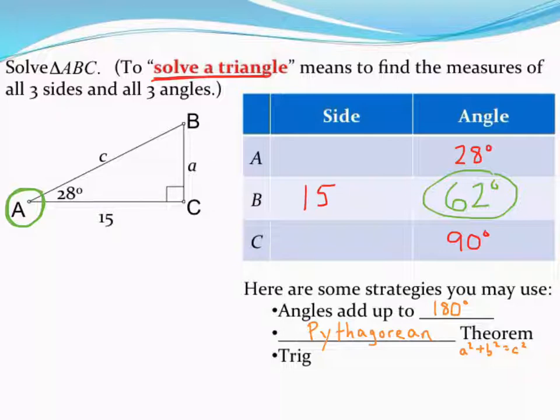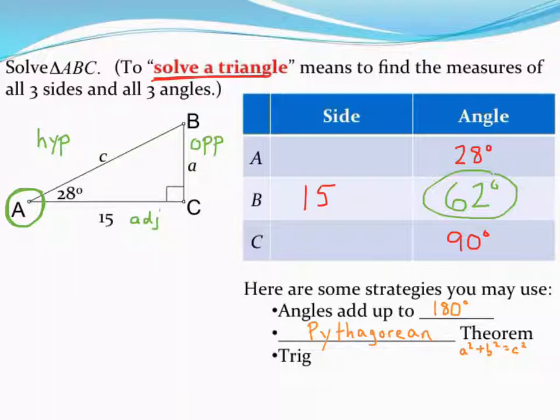So using angle A as our reference point, let's identify what our 3 sides are called. Side C is called the hypotenuse. It's the longest side across from the right angle. Side A is called the opposite side because it's across from the angle I'm looking at or standing at. And then the side next to it, the 15, is the adjacent side.